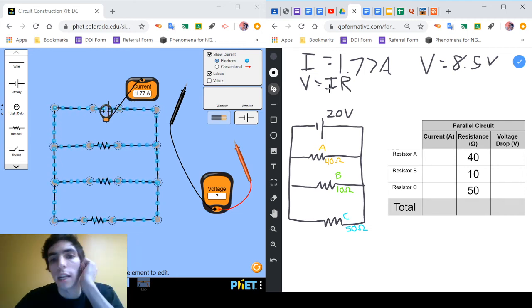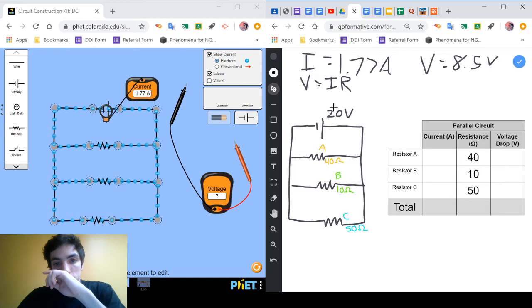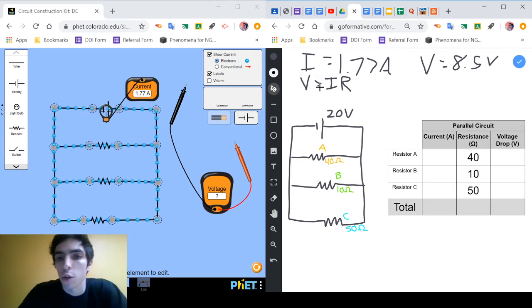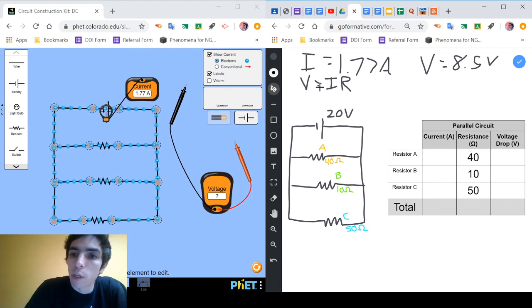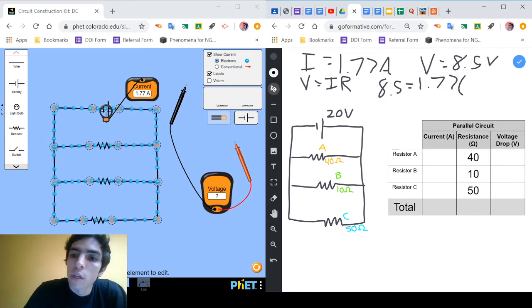And our equation that we have is Ohm's Law, which is given to us as V equals I times R. Voltage drop is equal to a current times a resistance. So we have two of the three things in this equation. We can solve for the third missing thing. So I'm just going to plug in what we know. We know that the voltage V is 8.5. We know that our current is 1.77. And we do not know our resistance yet.